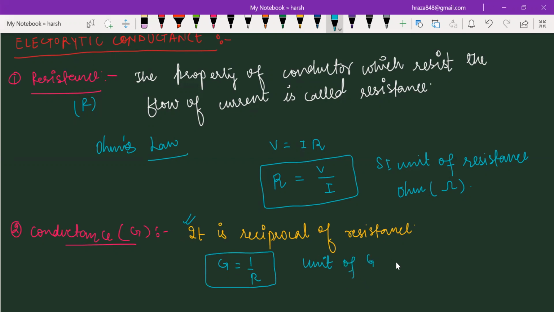Unit of conductance will be per ohm. Per ohm, or we can also write ohm inverse, also known as mho, which has a symbol opposite of ohm. Per ohm is also known as Siemens, denoted by S. So all are units that are related to each other.